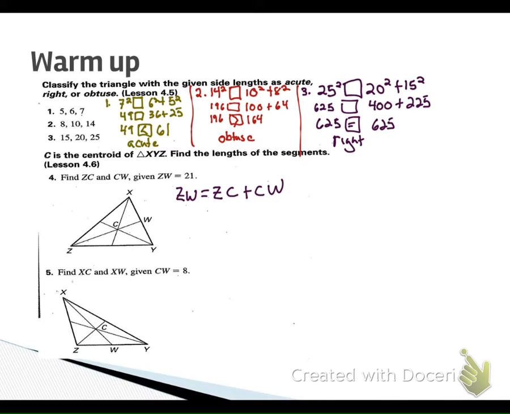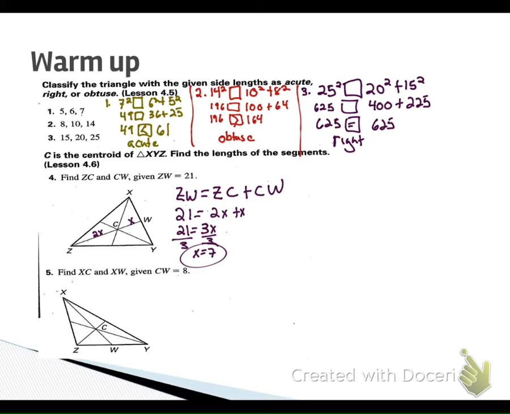Okay, so now that we have the sentence written out, we see that ZW equals ZC plus CW. We know the values of some of these. The part from the centroid to the vertex right here, what do we assign? It's going to be 2x. And then the part from the centroid to where it's bisecting the opposite side is going to be x. So now we substitute it in. We know the value of ZW is 21, equals 2x plus x. Combine like terms, 21 equals 3x, divide by 3, x equals 7.